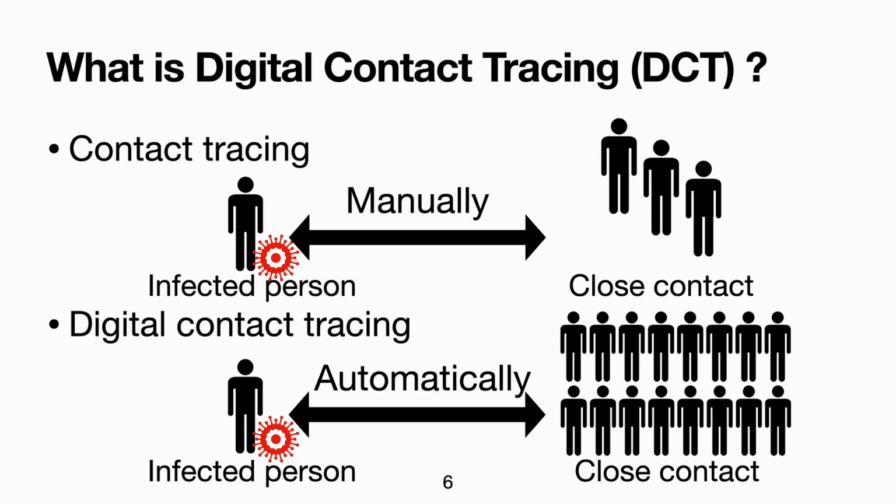Identification of close contact has traditionally been done manually. In COVID-19, a mechanism was established to automatically detect close contact using digital technology such as smartphones, QR codes, and Bluetooth. This mechanism is called digital contact tracing.